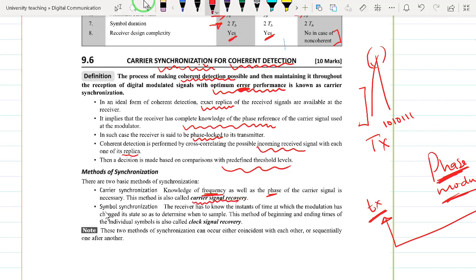For symbol synchronization, the receiver has to know the instant of time. This is also called timing synchronization because we are looking at the instant at which a given symbol appears in the modulated signal. The instant at which the modulation occurs, and at which we sample, is what we refer to as symbol synchronization.